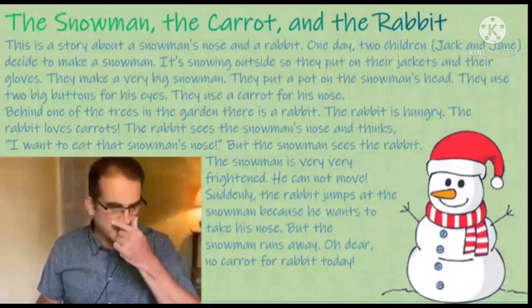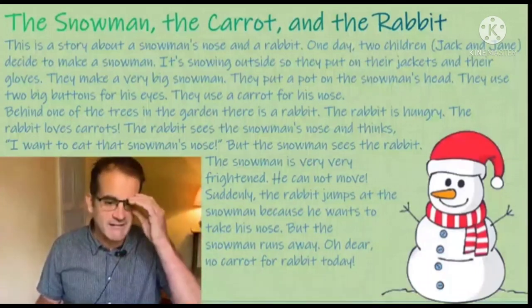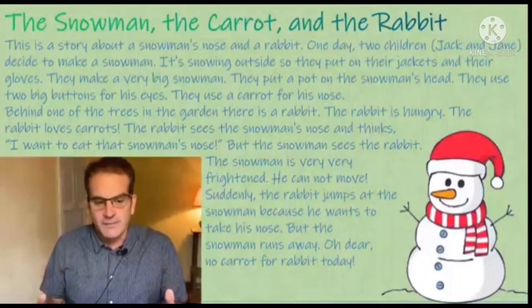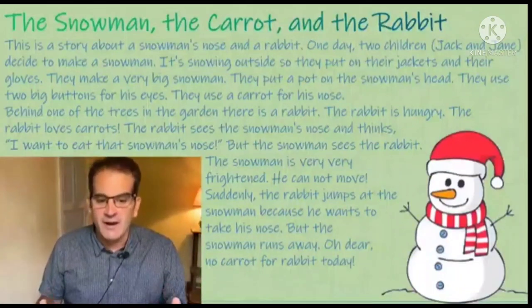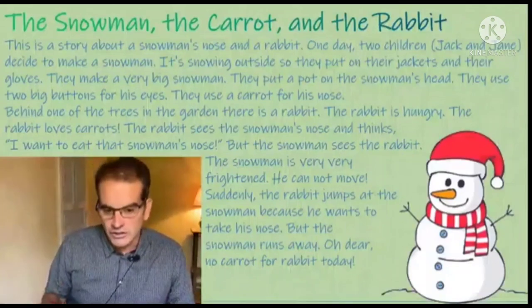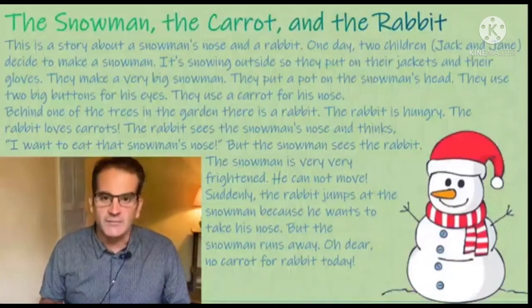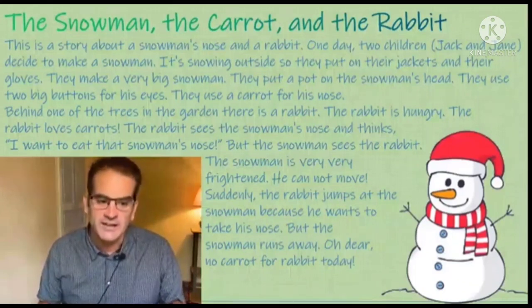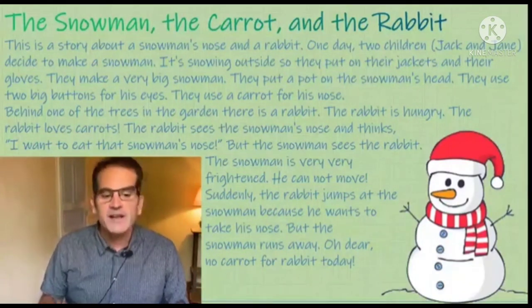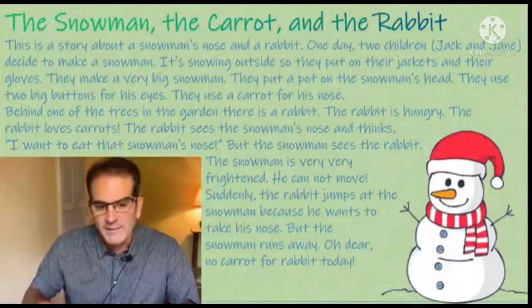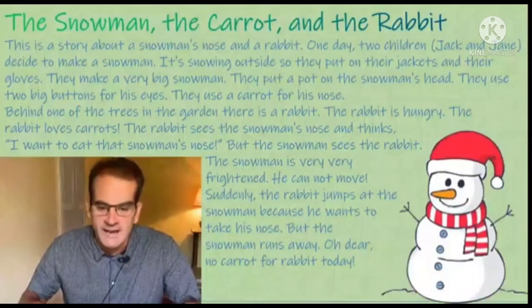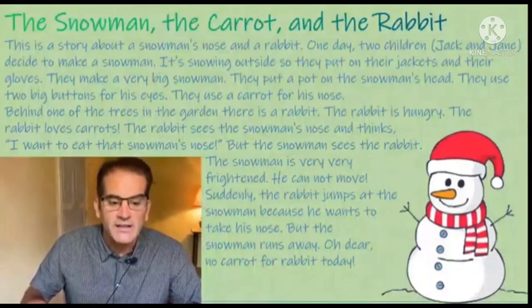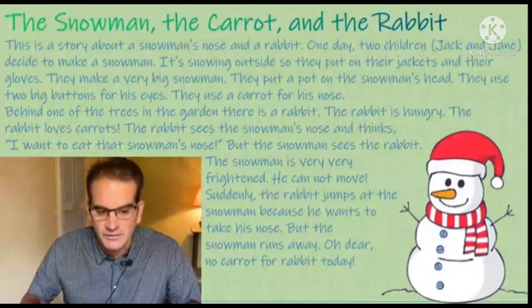So now, quickly, the snowman, the carrot, and the rabbit. This is a story about a snowman's nose and a rabbit. One day, two children, Jack and Jane, decide to make a snowman. It's snowing outside, so they put on their jackets and their gloves. They make a very big snowman. They put a pot on the snowman's head. They use two big buttons for his eyes. They use a carrot for his nose.